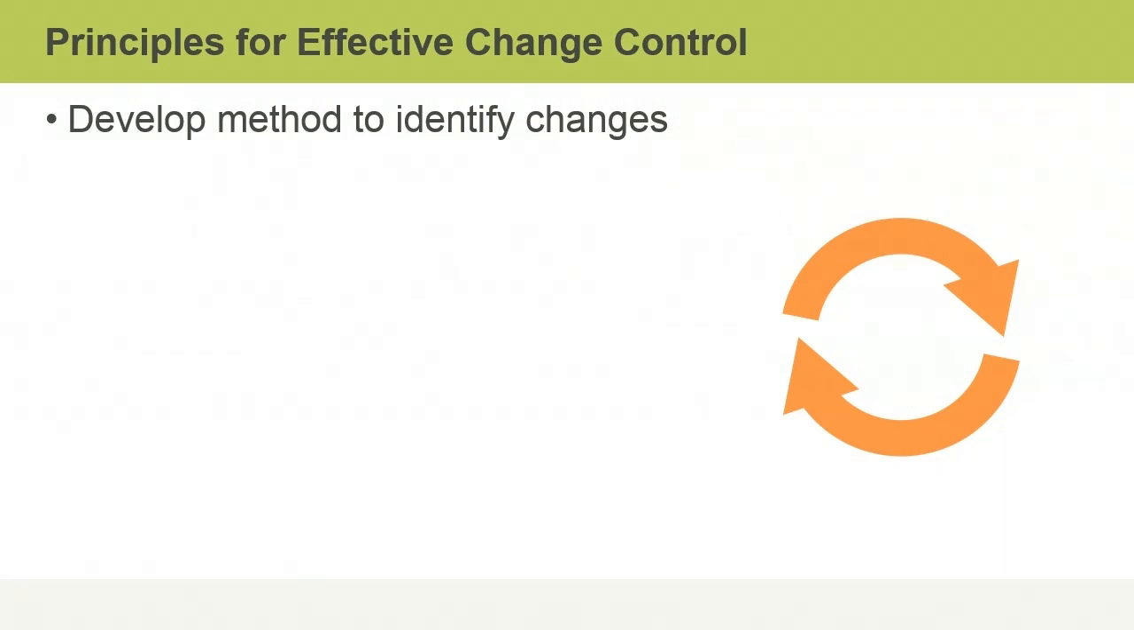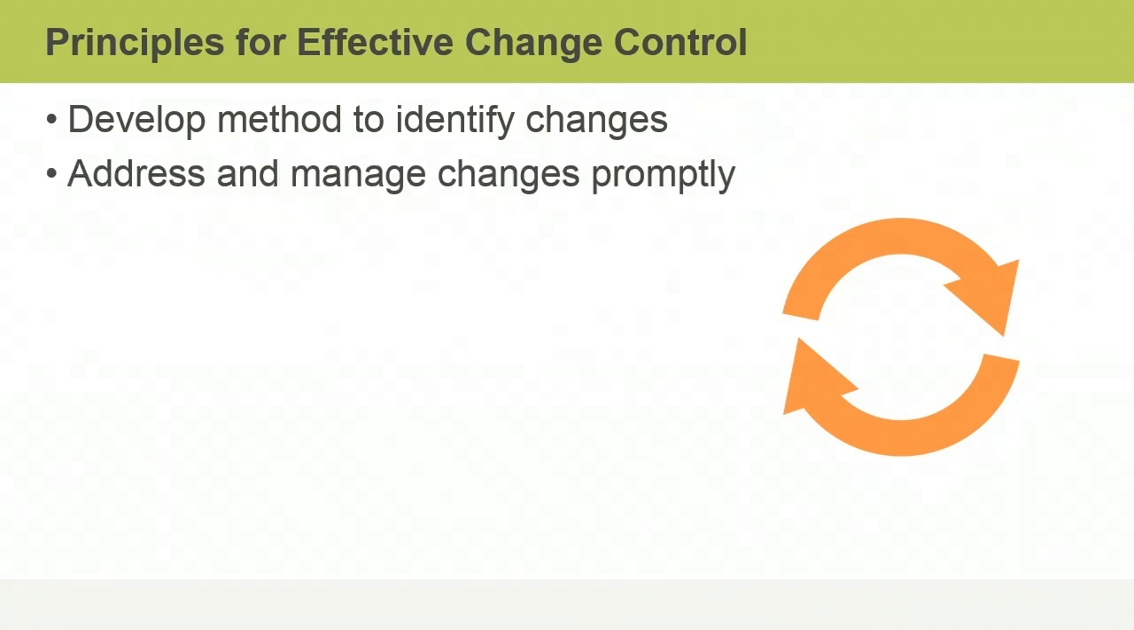First of all, you should develop a method to identify changes. This could be changes that are initiated by the project team or stakeholders, or they could be environmental, technical, or legislative changes that may affect the project. Next, address and manage changes promptly. Slow responses may affect the time, cost, or feasibility of making a change, so emergency procedures need to be in place to fast-track the approval of change requests when necessary.